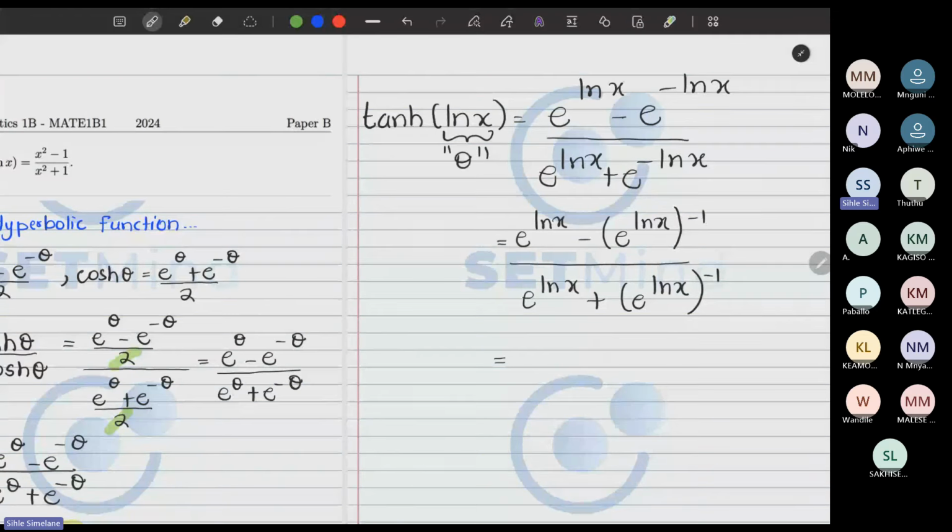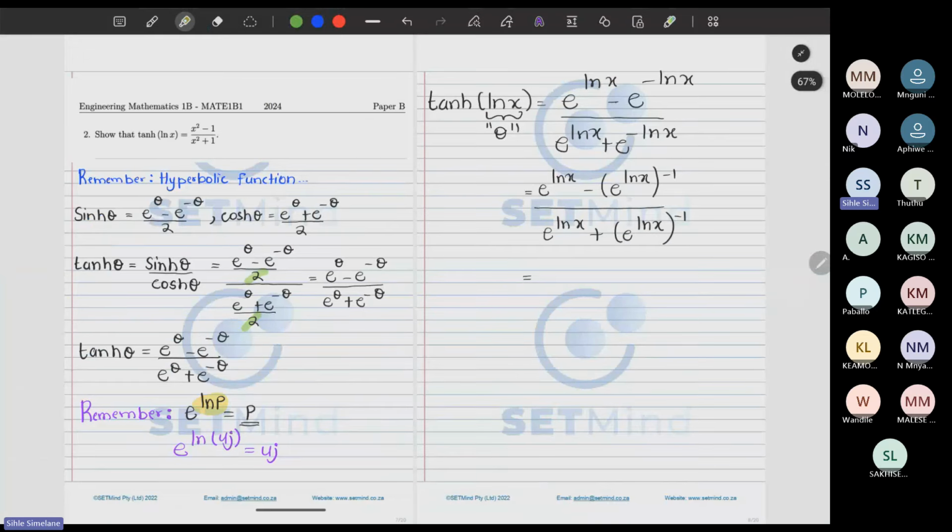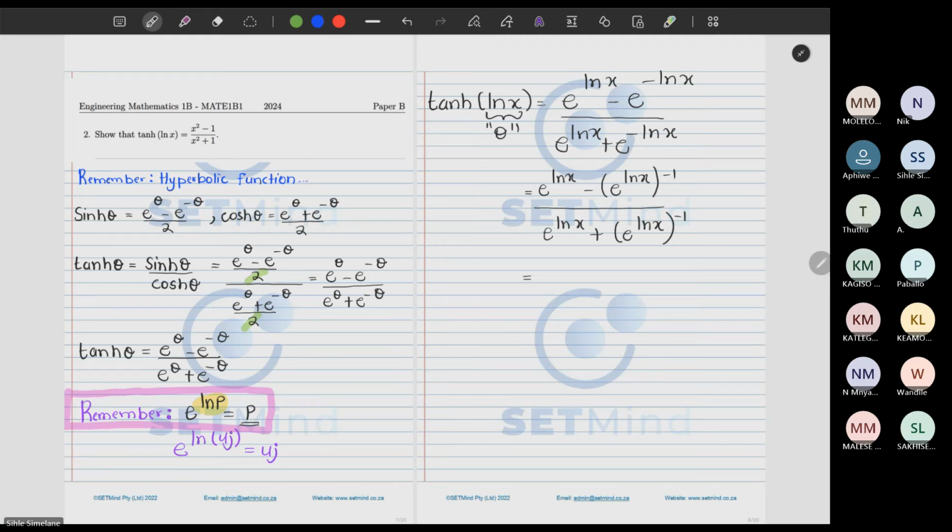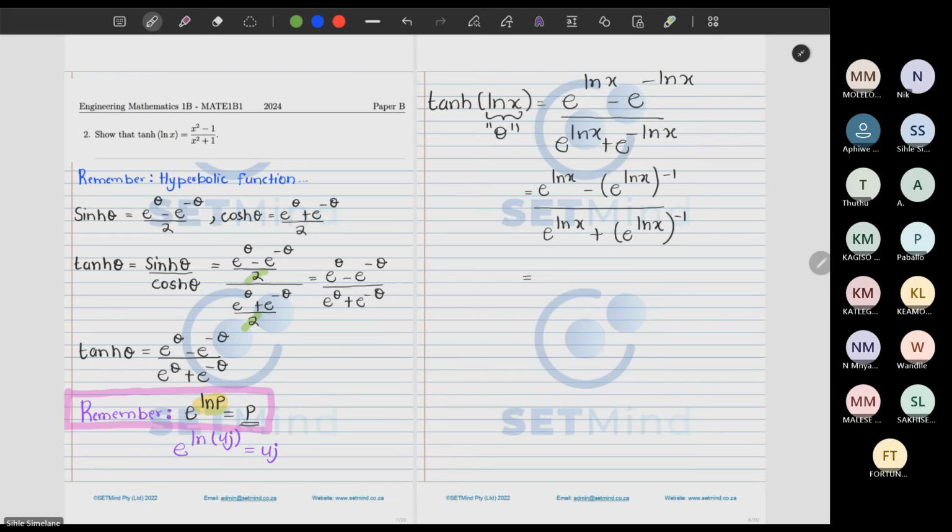And guess what? What is e to the ln of x, guys? Now that you know the notes that I made for you here, and remember, what is e to the ln of x? Anyone, guys? What is our e to the ln of x? It's going to be x. On point. So it is going to be x.